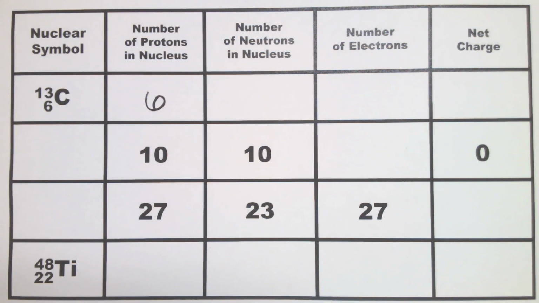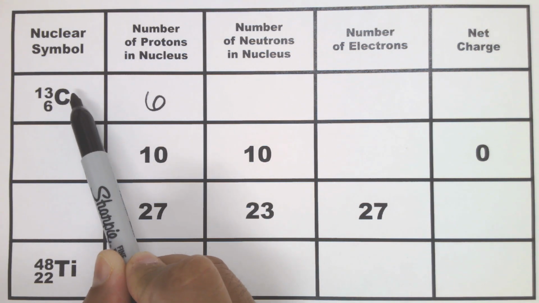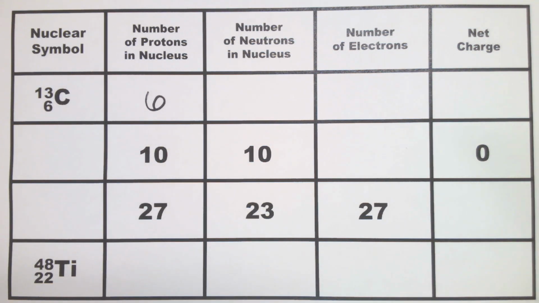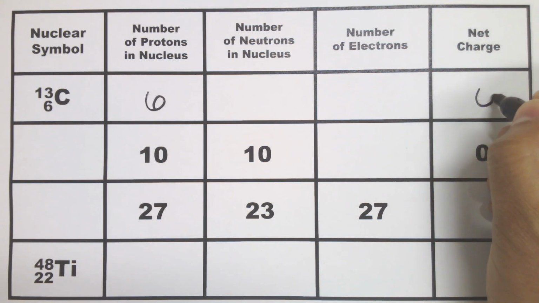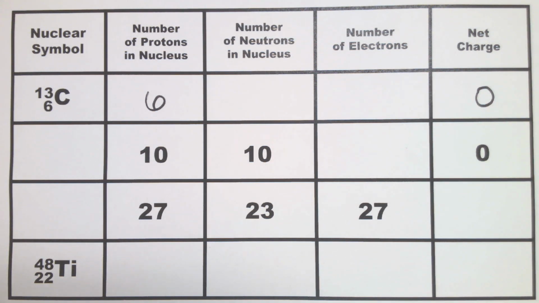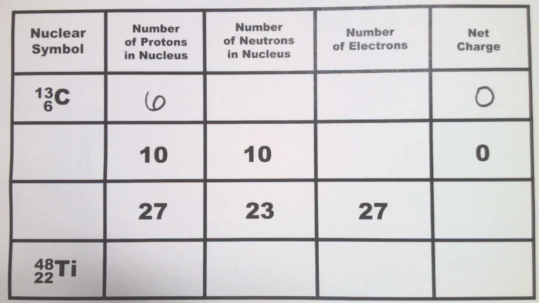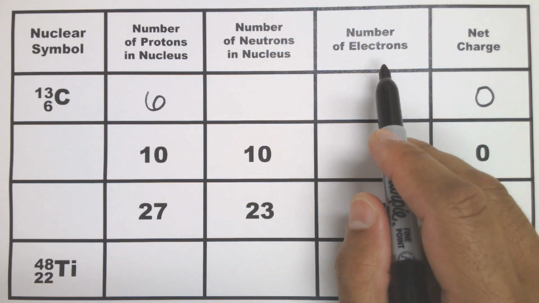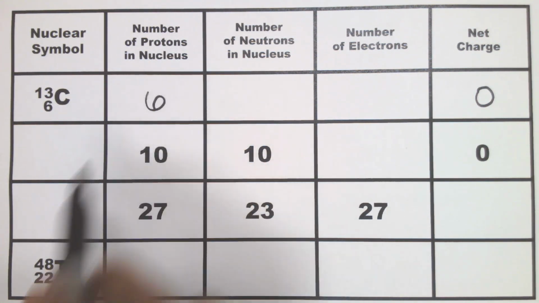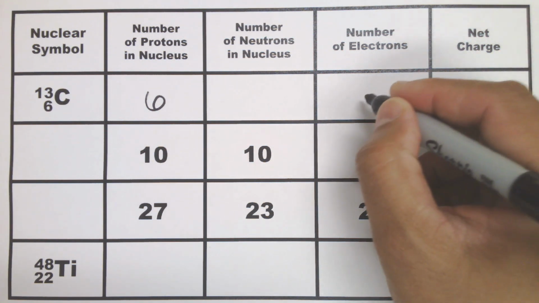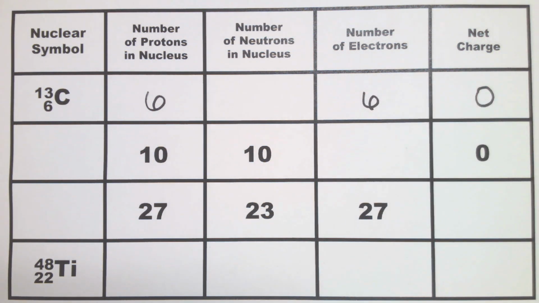The other thing that stands out to me, if there is a net charge, if this is an ion and there is a charge, it has to be written here. There's nothing written here, that means that the net charge must be 0. And that's important because that tells us the number of electrons present. Protons, remember, are positively charged. Electrons are negatively charged. If there are 6 protons in the nucleus, we must have 6 electrons outside the nucleus to give us a net charge of 0.